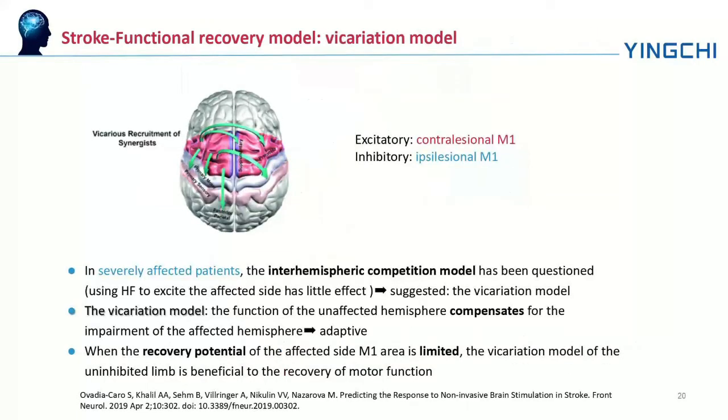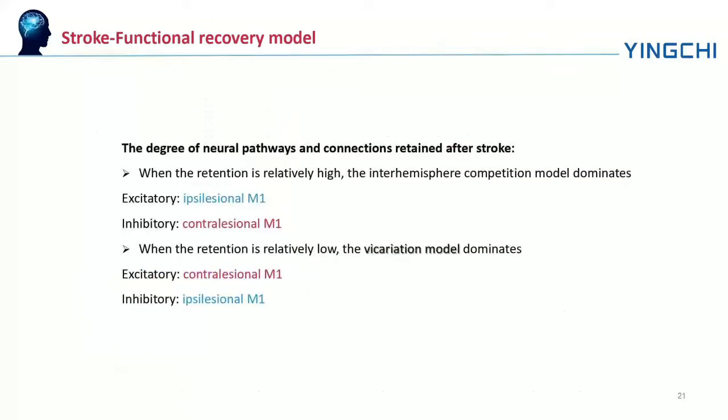But in some severely affected patients, when the recovery potential of the affected side M1 area is limited, we may use a model to stimulate the unaffected hemisphere with high frequency rTMS or iTBS to have a beneficial effect on the recovery of motor function. So whether to apply high frequency rTMS to the affected hemisphere or the unaffected hemisphere should depend on the degree of neural pathways and connections retained after stroke.